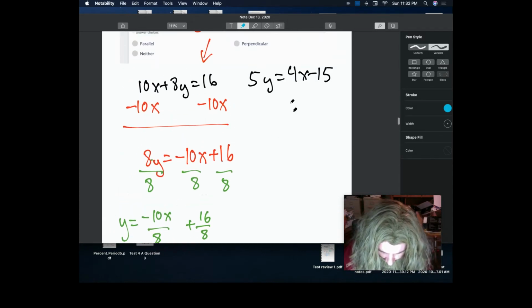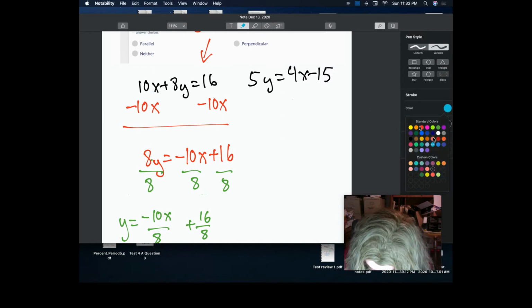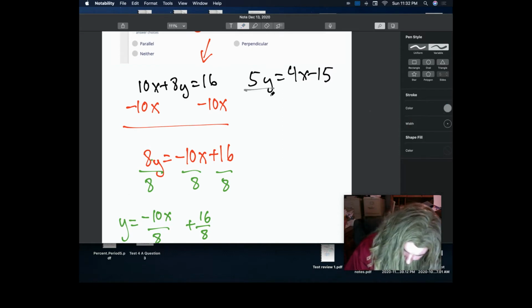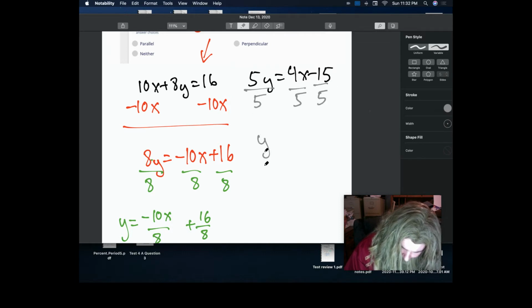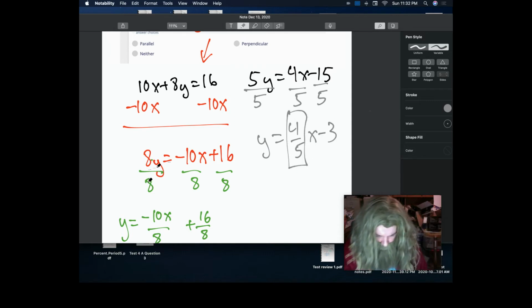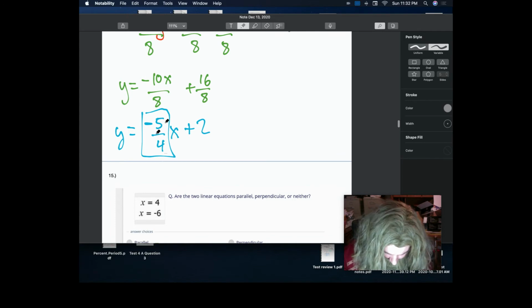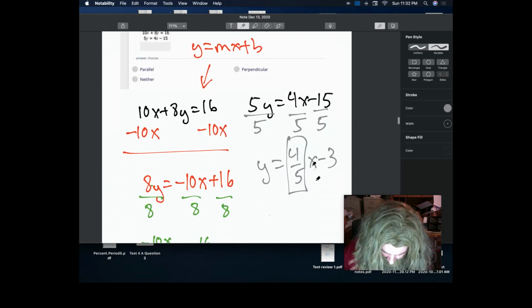What about the second problem? What could I do here? Well, all I have to do is divide by 5. This one is more or less already there. And look at our slope. It is now 4/5. This one is negative 5/4. This one is 4/5. So clearly it is not parallel.